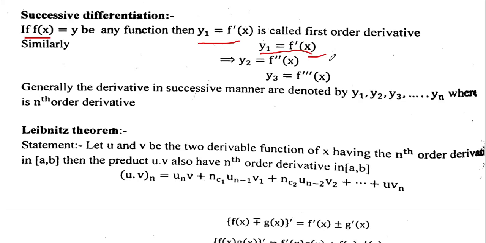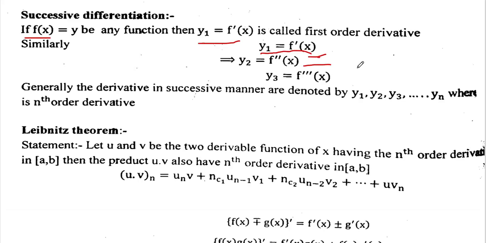Now what is the second order derivative? If you differentiate this function again with respect to x, then we get d2y by dx square. This can be written as y2 equal to f double dash of x, differentiating f dash of x with respect to x. Okay, so this is called a second order derivative.